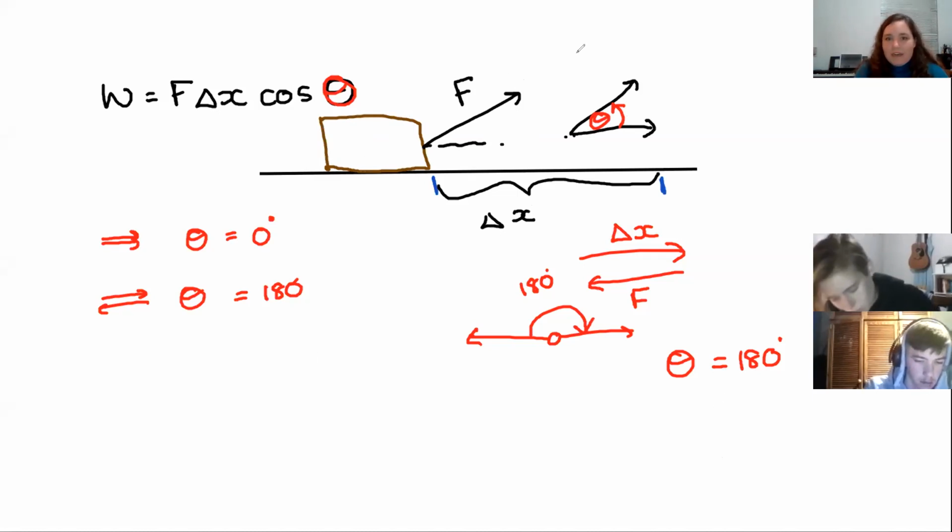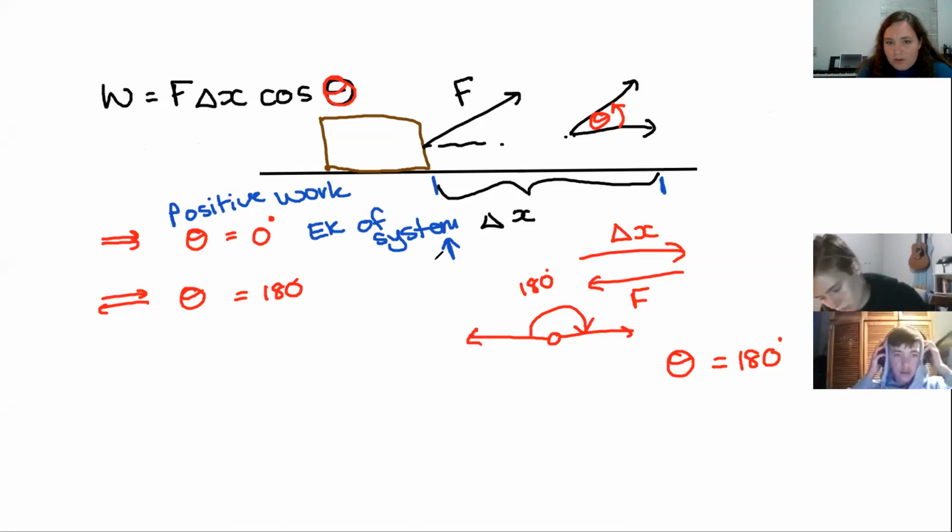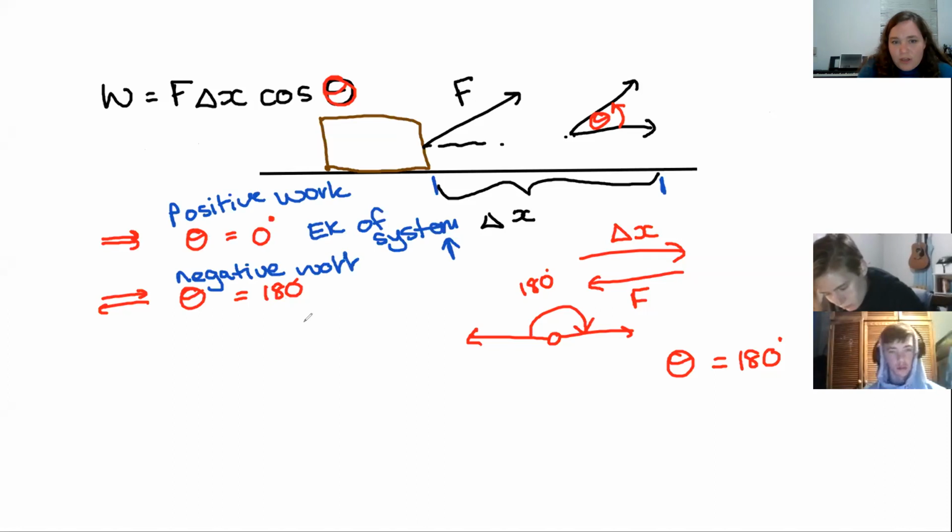So when we end up with a situation where we have theta being 0 and the same direction, we talk about this being positive work. And what happens is that the kinetic energy of the system increases. If an object experiences a force in that direction, it increases the kinetic energy. My up arrow means increases. If we end up with the force being in the opposite direction to the displacement, then we talk about that being negative work. And if it's negative work, then the kinetic energy of the system decreases.